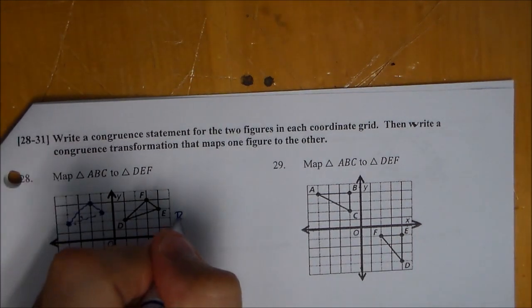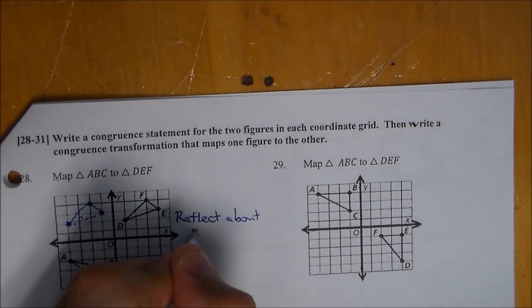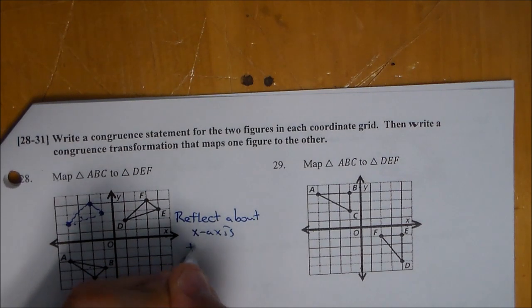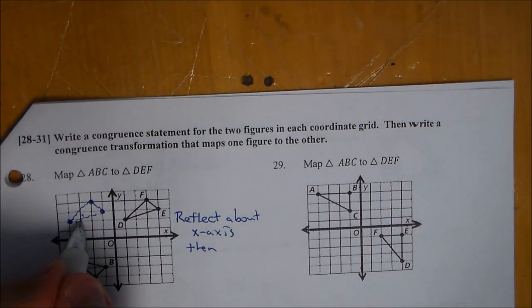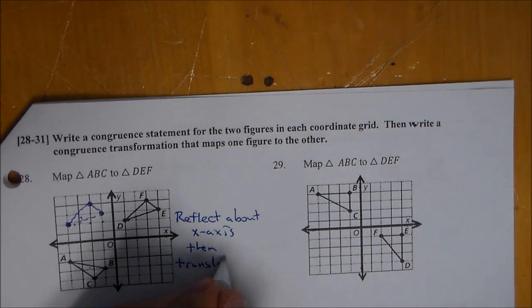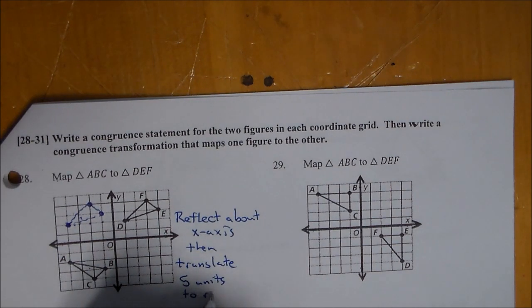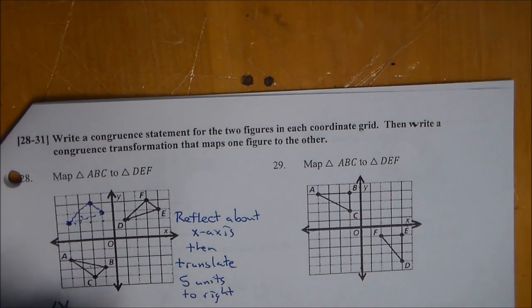So we're going to reflect about the x-axis. Then, if we just shift it over or translate, 1, 2, 3, 4, 5, five units to the right. And that's going to map triangle ABC to DEF.